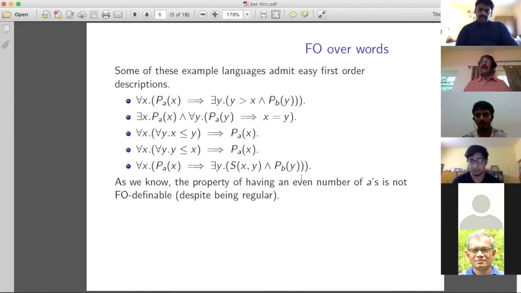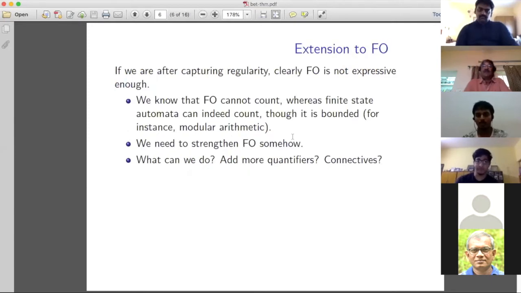So it already tells you that if you want to describe finite state automata, first order logic is not going to be enough. You do want to describe the theory of sequences, it's going to be a logic of sequences, but it's not first order. So if you are after capturing regularity, clearly FO is not expressive enough. Basically, we know that FO cannot count. Even evenness cannot be expressed. In fact, 0 mod k for any k is not expressible in first order logic. Whereas that's precisely what finite state automata are good at. They can count, though only bounded counting. In fact, what they do is modular arithmetic, but this is something FO cannot do.